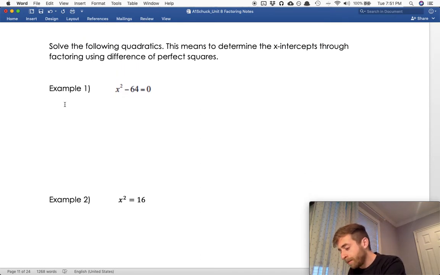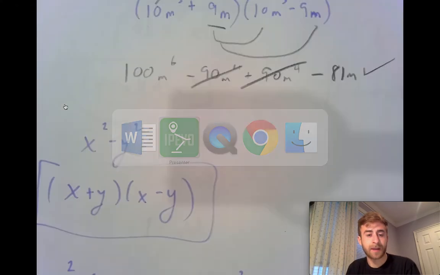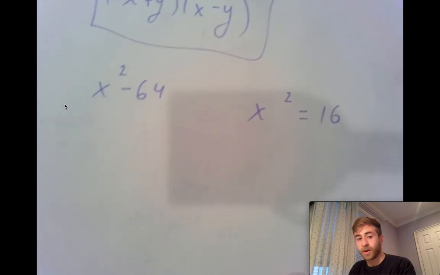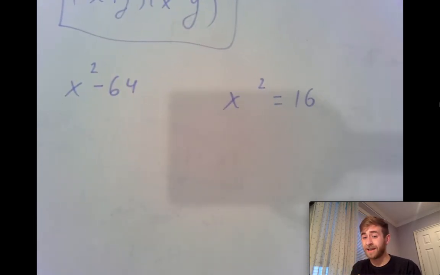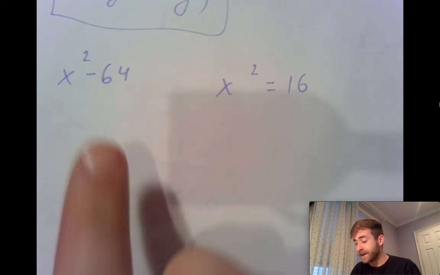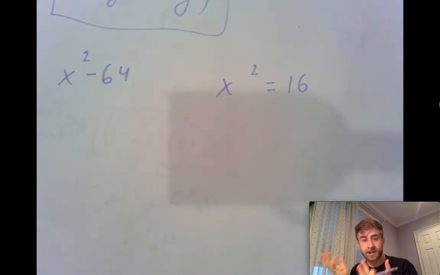X squared minus 64. We get to do that question that we missed from before. And you know what? I'll write this other one down really quick just so that I can stay on the document camera for a little while. Alrighty. X squared minus 64. So now it is subtracting. And it is two perfect squares. It's the difference between them.